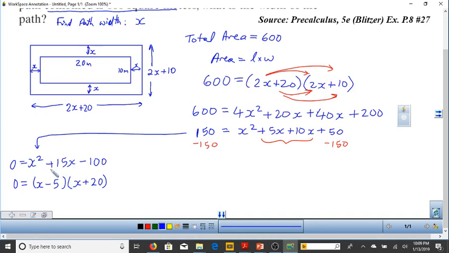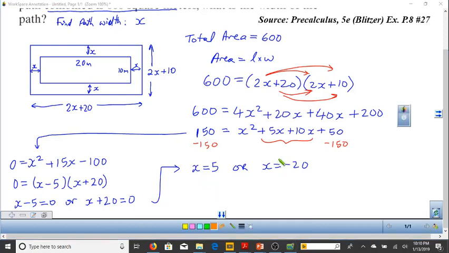And then we set each part equal to 0, so that means x minus 5 is equal to 0, or x plus 20 is equal to 0. And then it's pretty straightforward from here. We see that x is equal to 5, or x is equal to negative 20. So since this x represents the width of the path, and that is what they're asking for, we recognize that the path cannot have a negative width, so the negative 20 cannot be the answer.